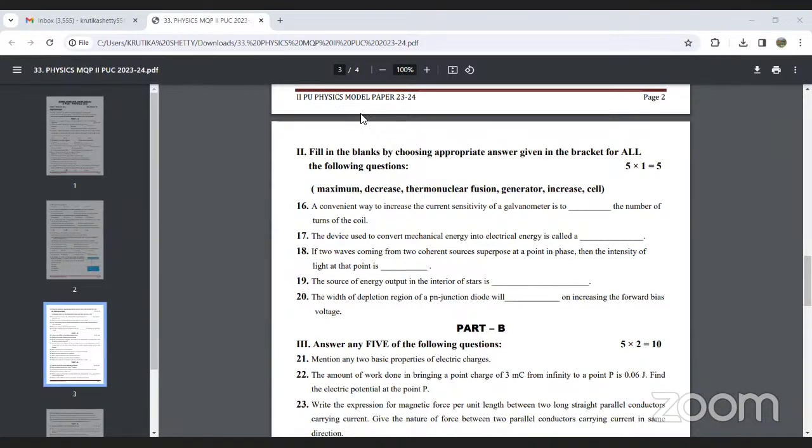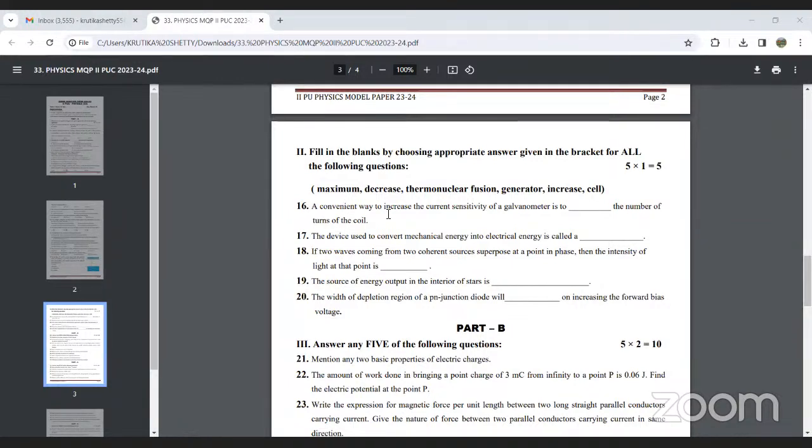So 17 is a generator, 19 is thermonuclear fusion. Yes, 17, 19, only 17 and 19. Remaining? Yes, others. So see the first question.